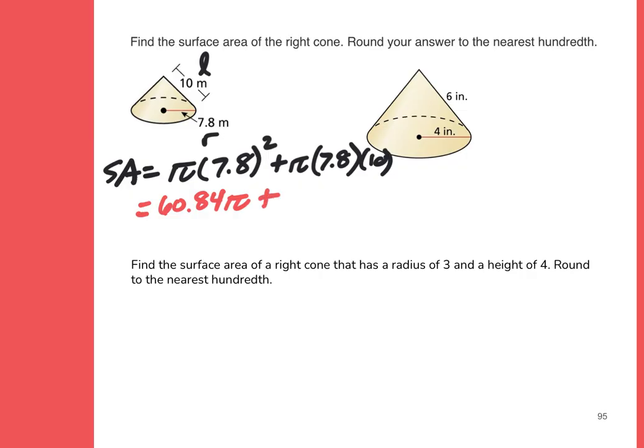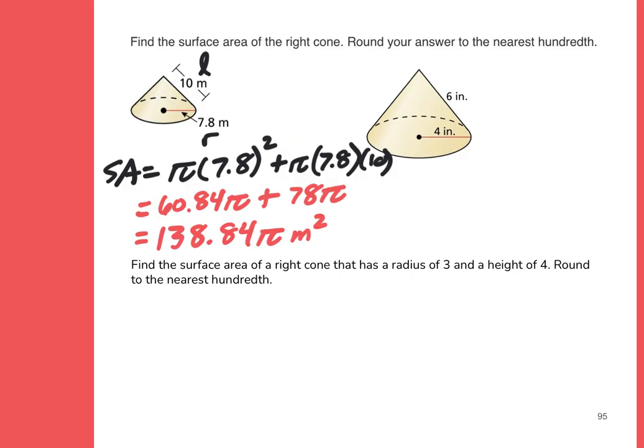Now, this is kind of nice because I'm multiplying by 10. 7.8 by 10. All I do is move the decimal one place over when I multiply by 10. So this becomes 78 pi. Okay, we can then add those two together, and we get 138.84 pi. And we're talking about area here, so that would be meters squared.